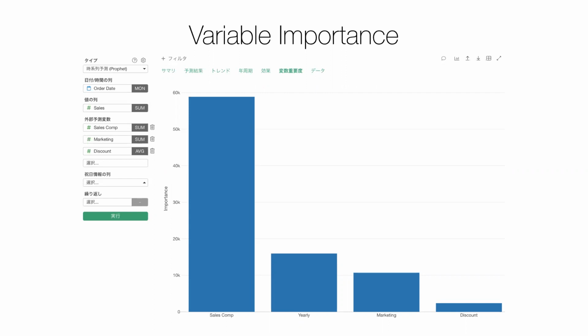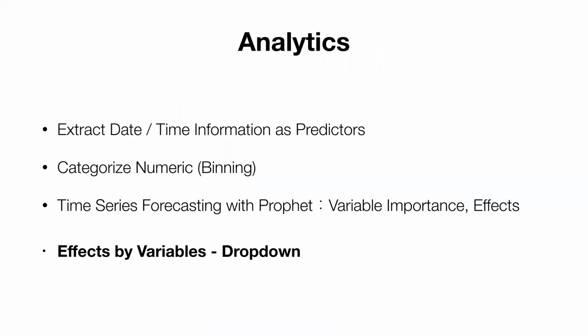So in this case, we can say we can control the sales comp to, for example, improve the sales or decrease the sales. Then there's the yearly seasonality, then marketing, and discount is the lowest. That means discount probably is not really correlating with sales in this particular data. That's the type of insight you can gain from this view.